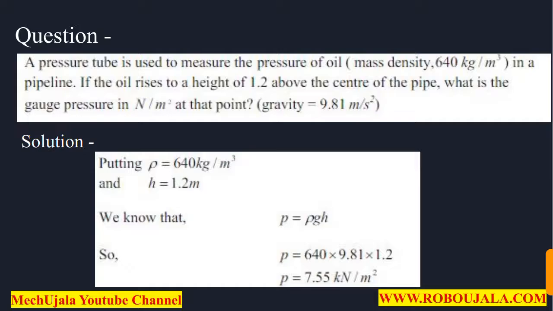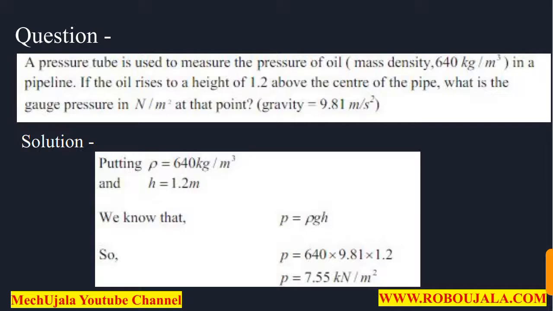Now after that, there is a question. In this question they are asking: a pressure tube is used to measure the pressure of oil. The mass density is 640 kg per meter cube in a pipeline. If the oil rises to a height of 1.2 meters above the center of the pipe, what is the gauge pressure in Newton per meter square at that point? So we have to calculate the gauge pressure.